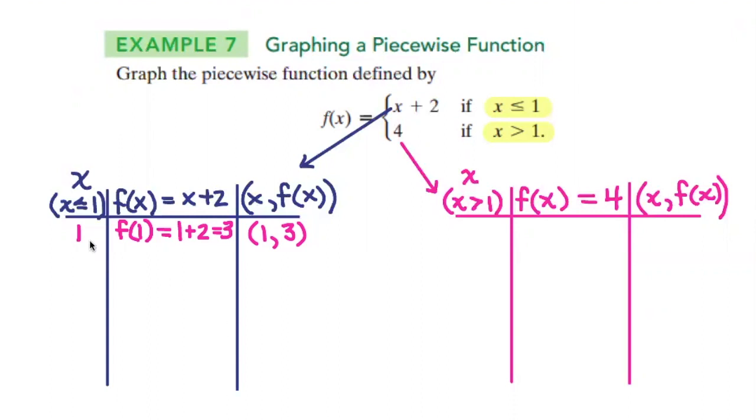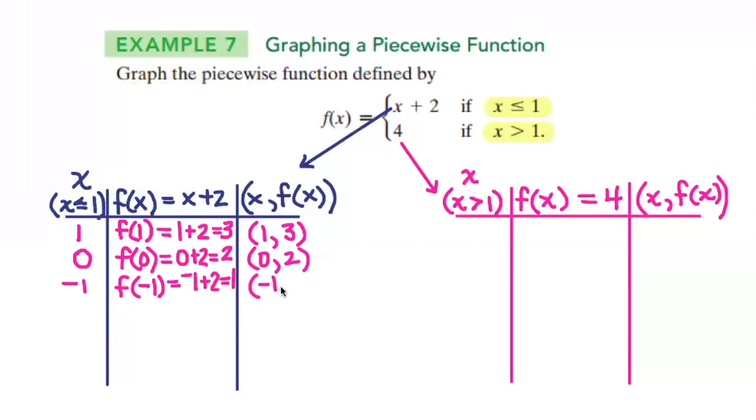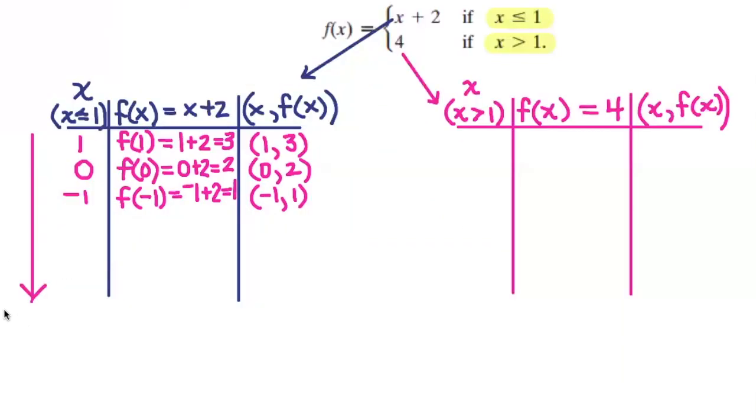You would continue choosing other x values that are less than 1. And there's no reason to choose decimals here. You might as well stick with the whole numbers, to make the calculations easier. In your table, you're going to want to choose 5 or 6 different x values. Once you've done that, you would now switch and create the table for the second part of the piecewise function.